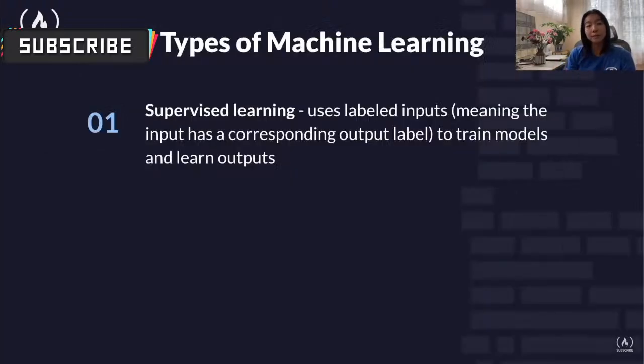So there are a few types of machine learning. The first one is supervised learning. And in supervised learning, we're using labeled inputs. So this means whatever input we get, we have a corresponding output label in order to train models and to learn outputs of different new inputs that we might feed our model.